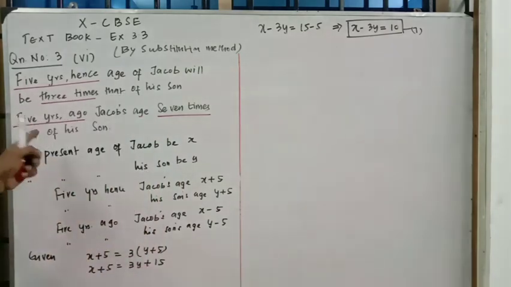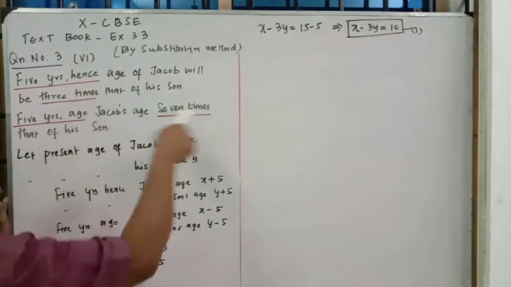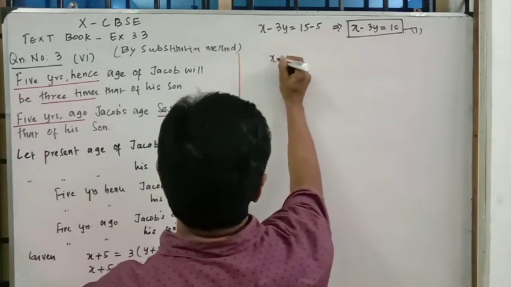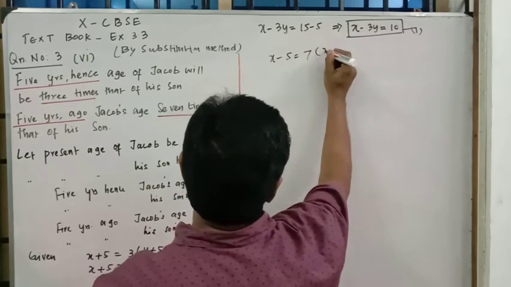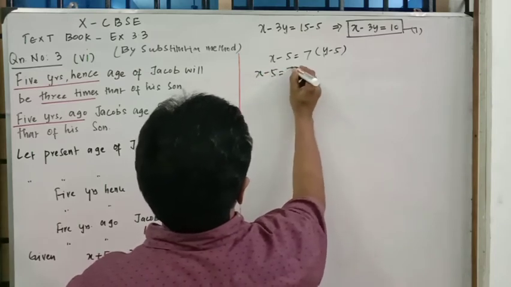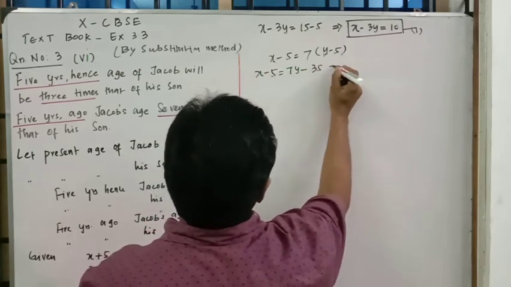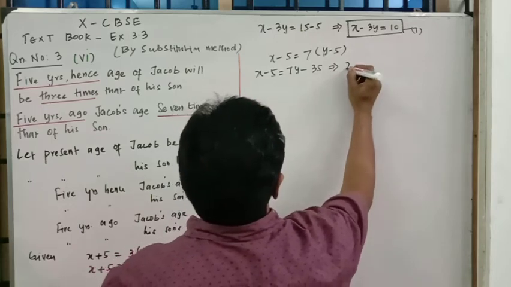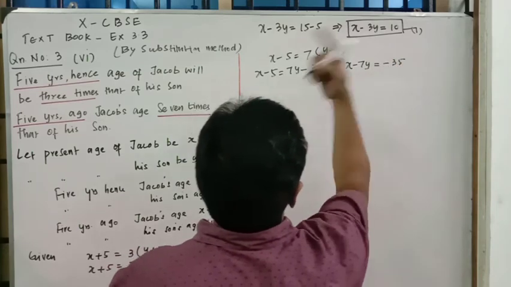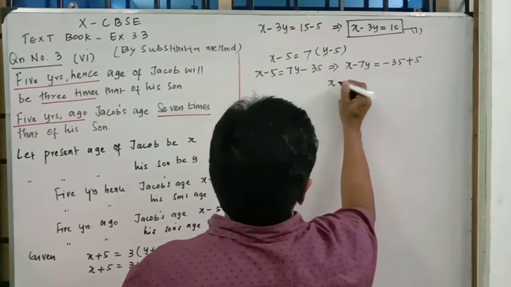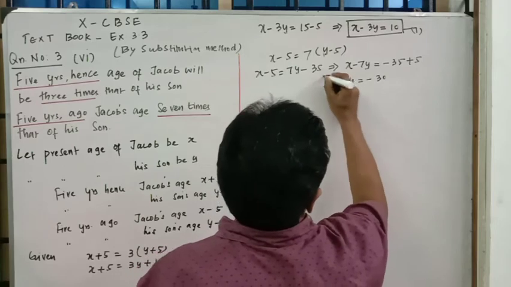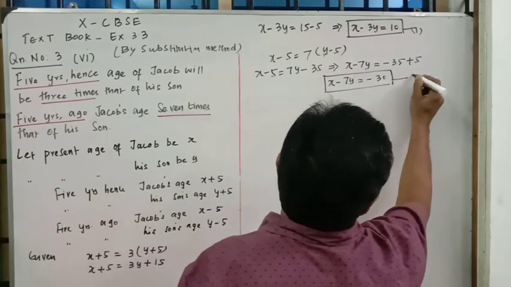Okay. Second condition, 5 years ago, Jacob's age was 7 times that of his son. So this is 5 years ago. X minus 5 is 7 times Y minus 5. So X minus 5 equals 7Y minus 35. Take this 7Y here, X minus 7Y equals minus 35. Take this 5 here, plus 5. That is minus 30. That is equation number 2.